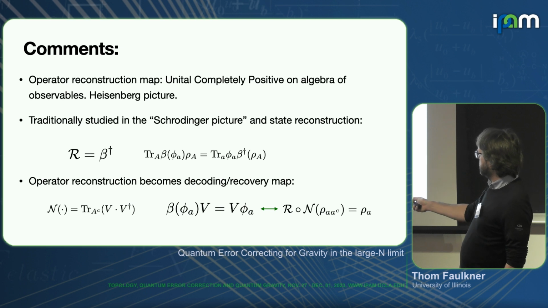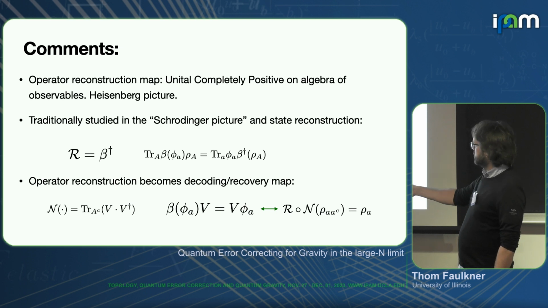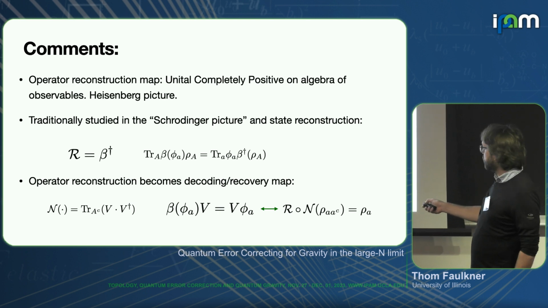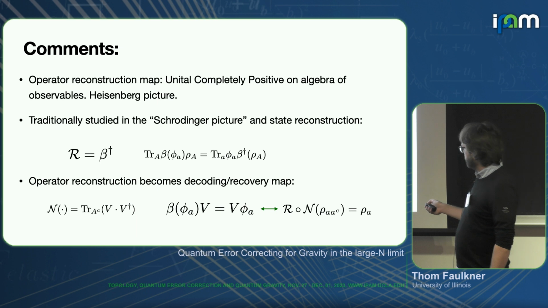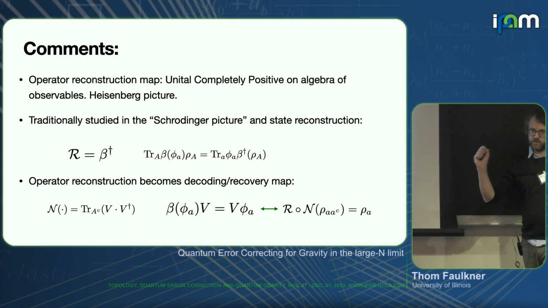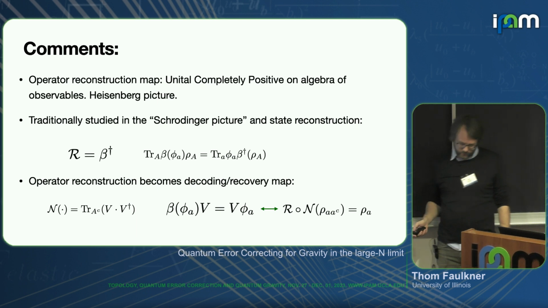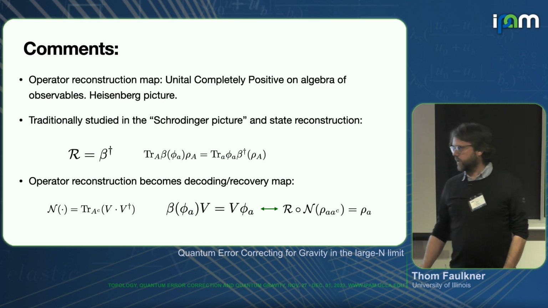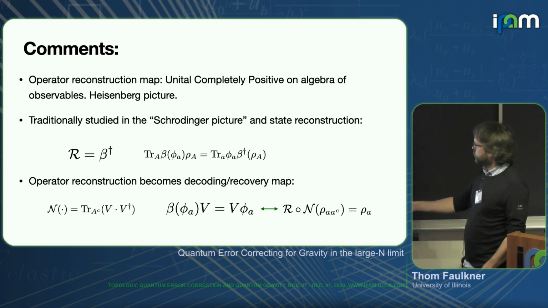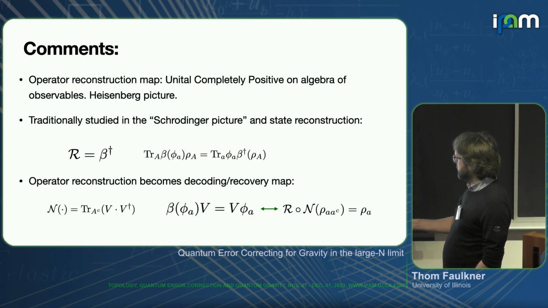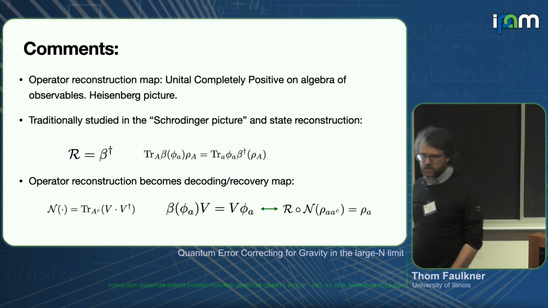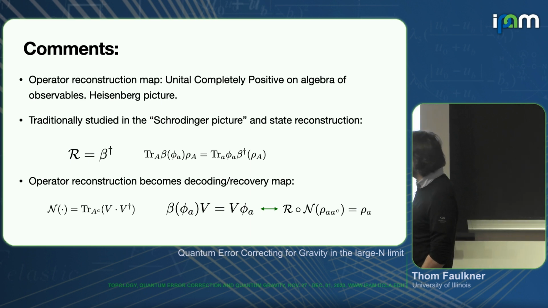This reconstruction condition is just equivalent to the fact that this recovery map takes any density matrix on the code and gives you back the density matrix in the little region A. So you only recover the information in region A. Okay? And so this is the usual way of writing it. I'm going to write it like this in terms of operator reconstruction, but I'm just telling you this is equivalent to this description.